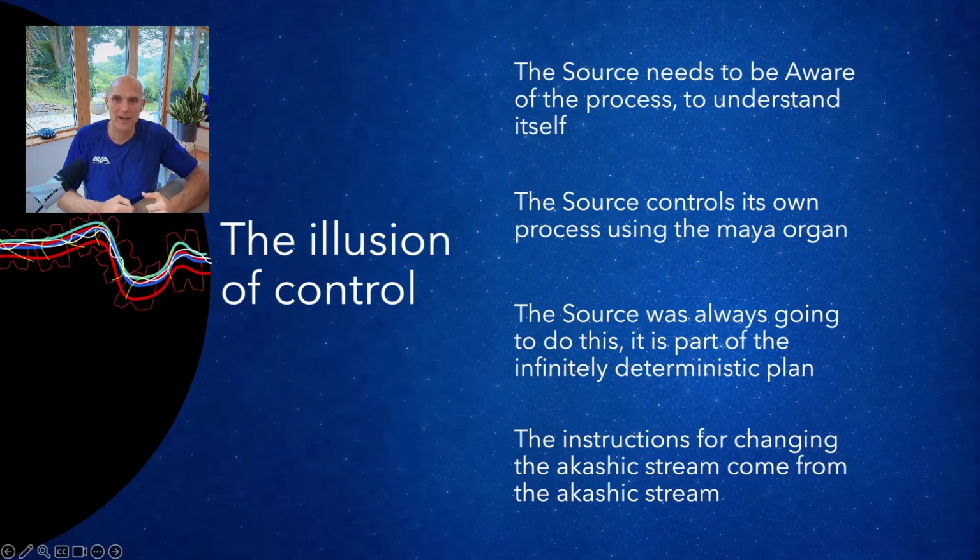And as a final head spinner, think about what is prompting the source or you to change its own akashic stream. Well, the instructions to do it have to come through the akashic stream in the first place. So you are changing your own akashic stream, restructuring it completely, but the instructions come from the akashic stream in the first place. So control is a bit of an illusion.